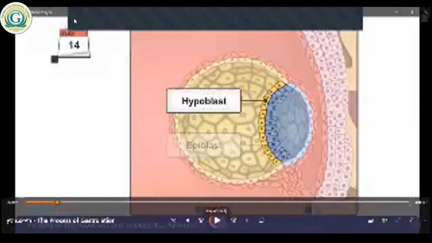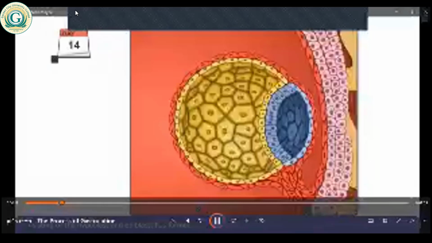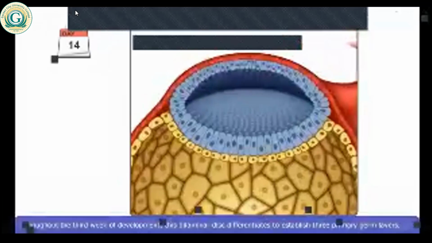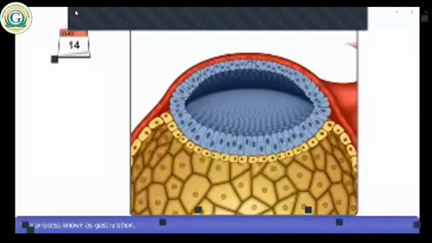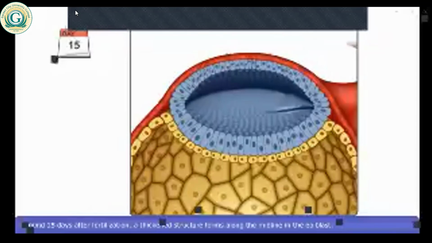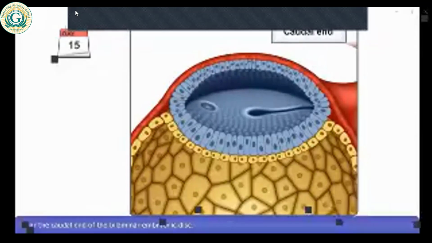Epiblast has formed. Throughout the third week of development, this bilaminar disc differentiates to establish 3 primary germ layers in a process known as gastrulation. Around 15 days after fertilization, a thickened structure forms along the midline in the epiblast near the caudal end of the bilaminar embryonic disc. This is called the primitive streak.